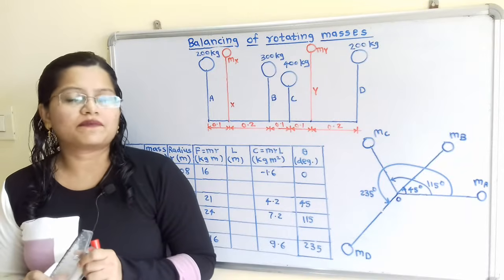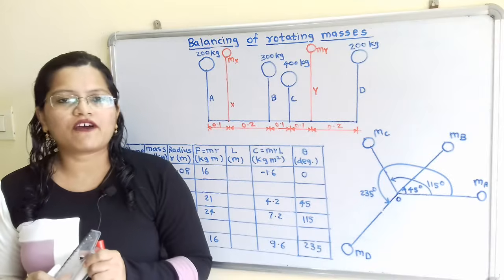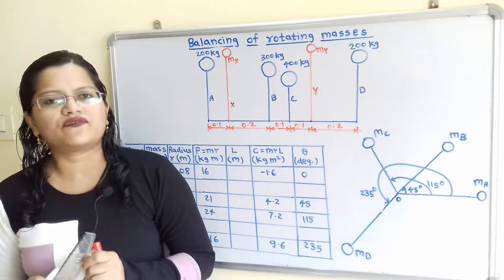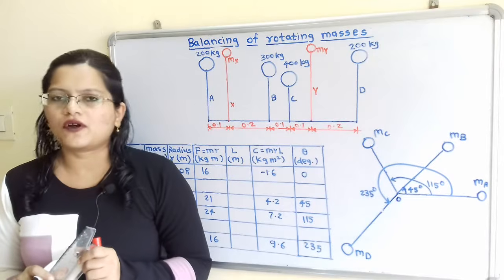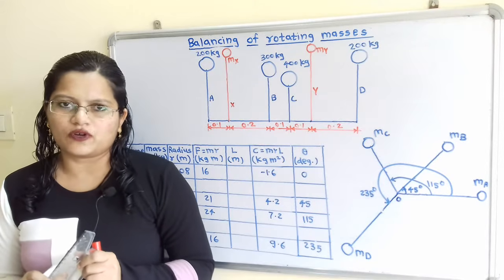To solve the question by using the graphical method, we have to first calculate the centrifugal force as well as the couple, to draw the force polygon as well as the couple polygon.